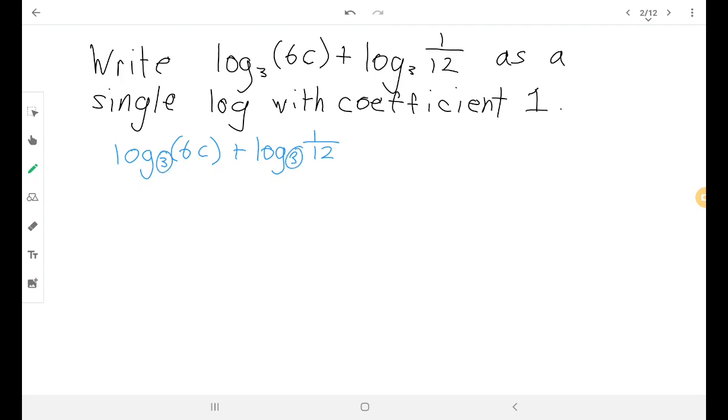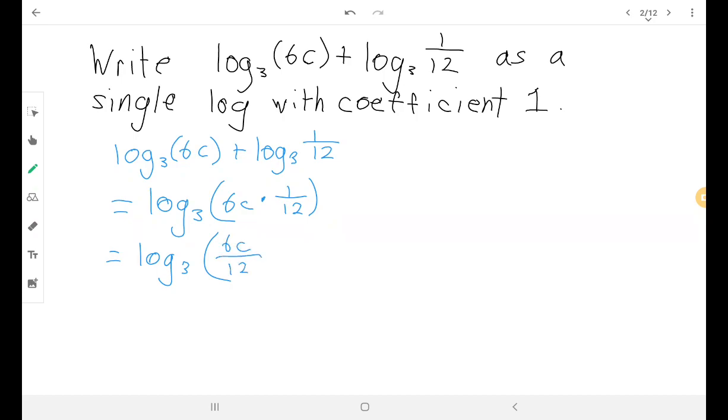As long as you've got the same base, you can put addition together, you can condense it into multiplication. So this will condense into a single log base 3 of, and addition condenses into multiplication. So this will be 6c times 1/12, which is log base 3 of, and when you multiply not a fraction by a fraction, you multiply to the top only. So this is log base 3 of 6c over 12, because 6c times 1 is just 6c.